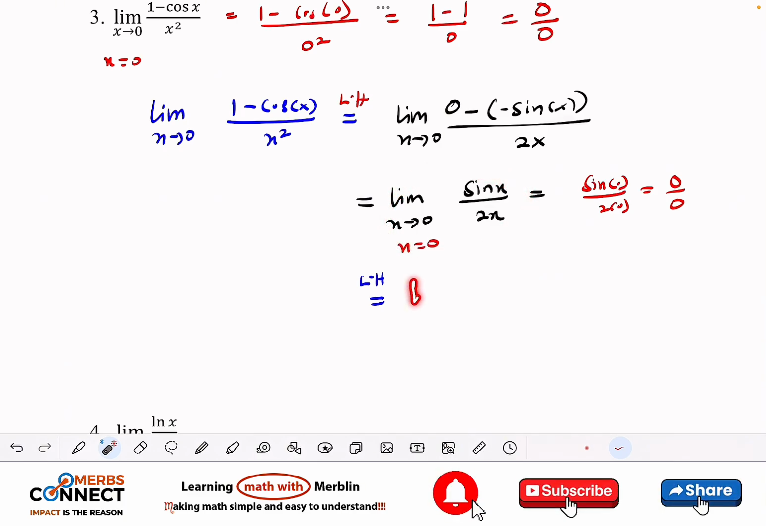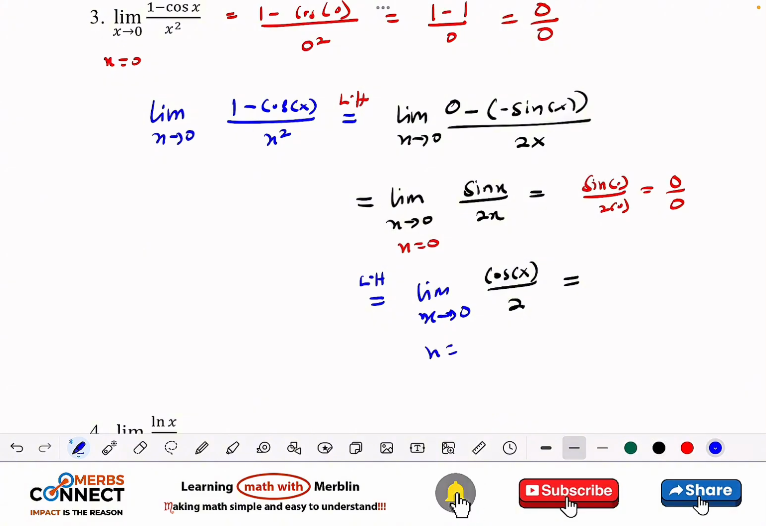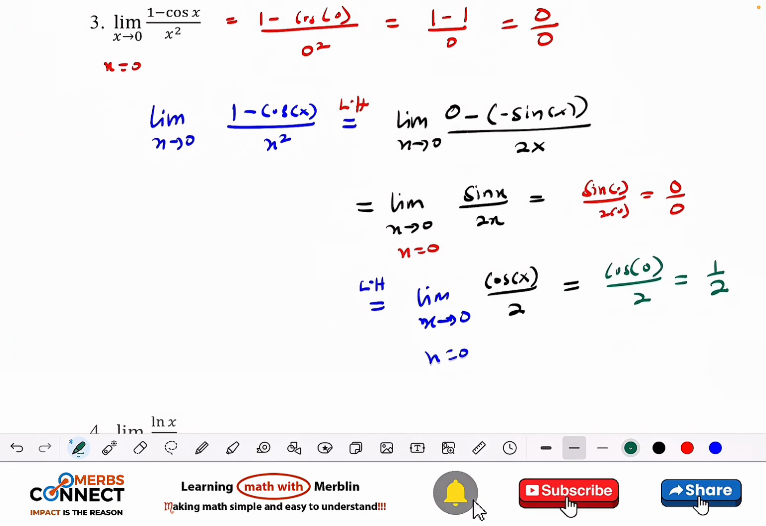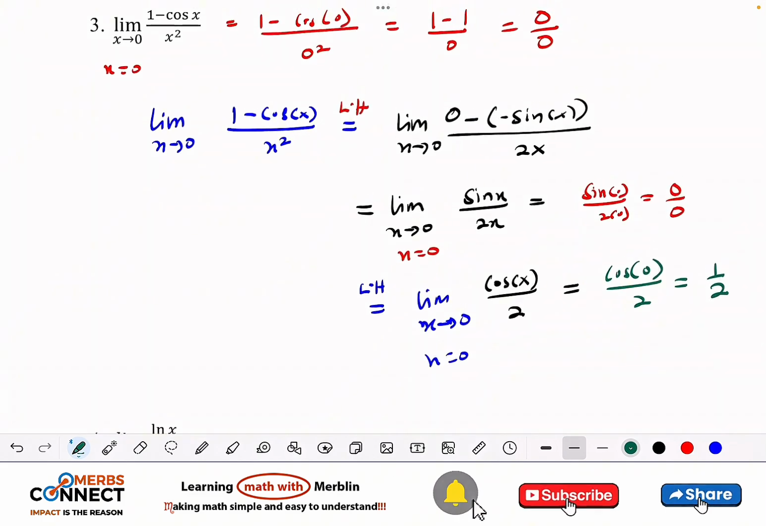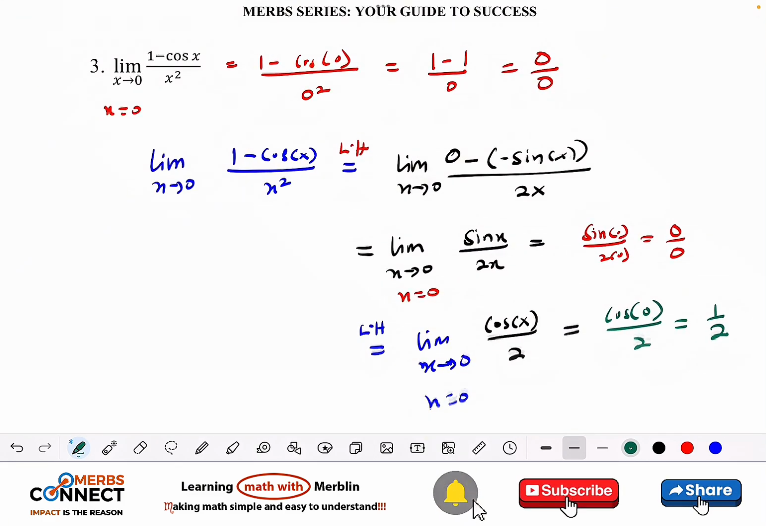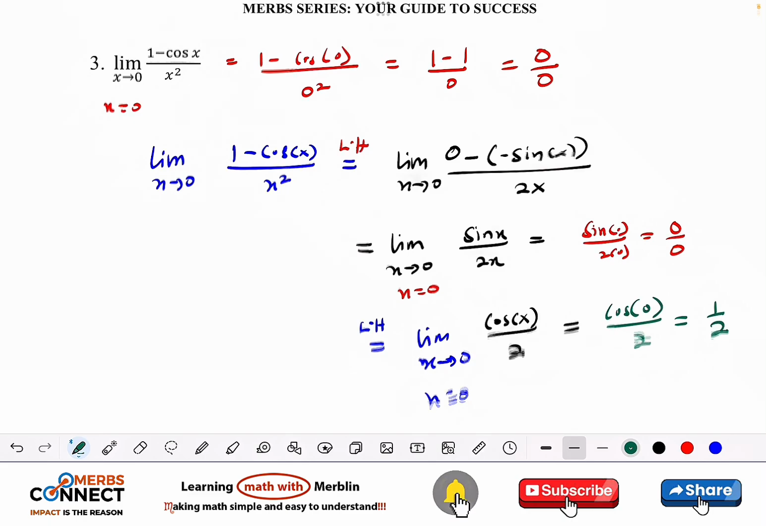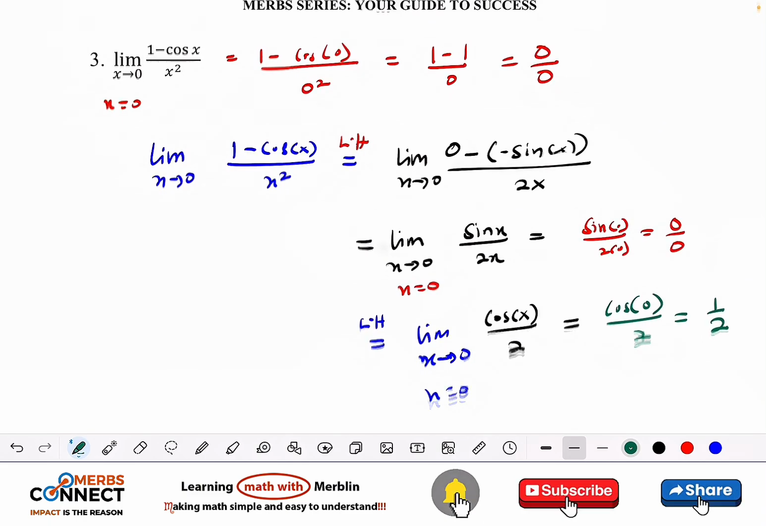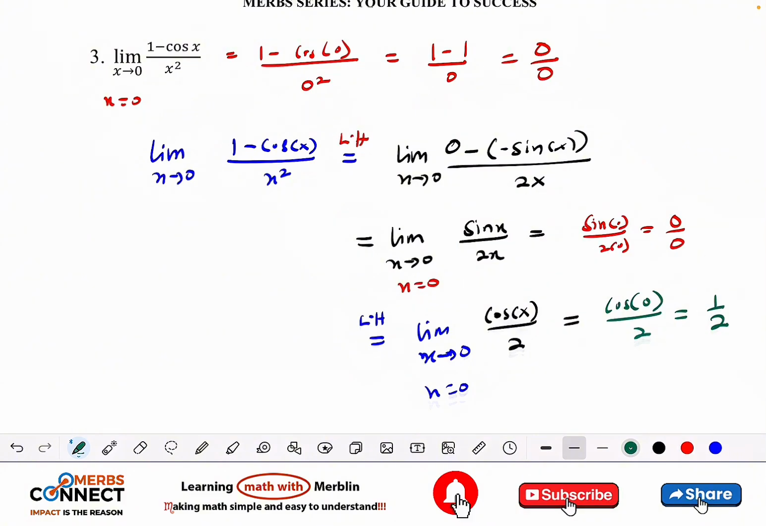So I'll put LH, meaning I'm applying L'Hopital's rule again here. This is going to give us the limit as x approaches 0. When I differentiate sine, I'm going to get cos x, then when I differentiate 2x, I'm going to get 2. Then I do direct substitution by setting x equal to 0, and this gives us cos of 0 divided by 2. Cos 0 is 1, and this one is 2. So this is going to give us 1 divided by 2. Basically that's what we are going to get from this function.